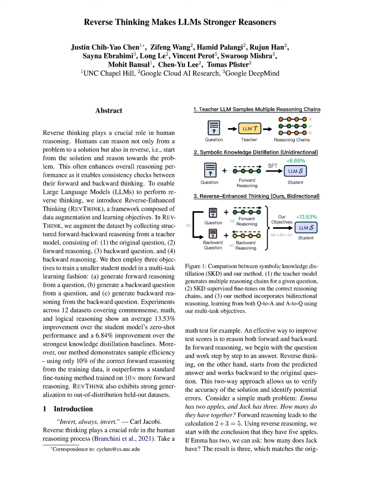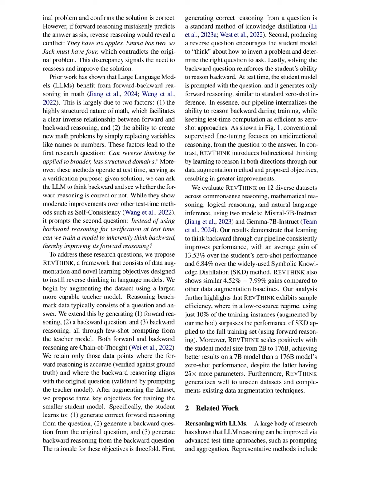The forward reasoning is generated by the teacher model and is retained only if it leads to the correct answer. The backward question is formulated by reversing the original question, and the backward reasoning is derived by answering this backward question, ensuring consistency with the original problem.